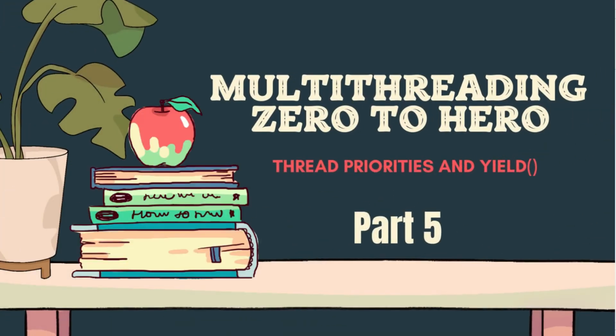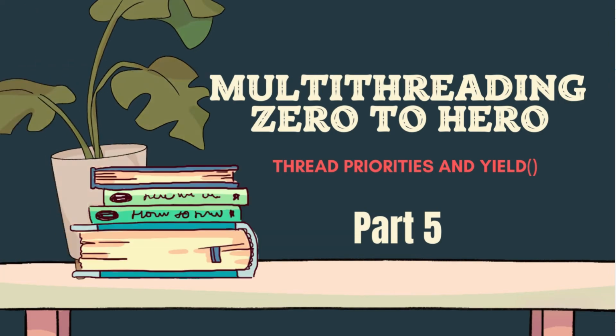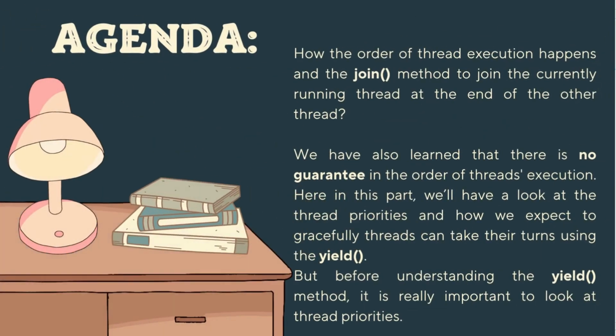Today in this part we are going to discuss thread priority and the yield method. In the previous part we saw how the order of thread execution happens, and the join method to join the currently running thread at the end of other threads. We also learned that there is no guarantee in the order of thread execution.